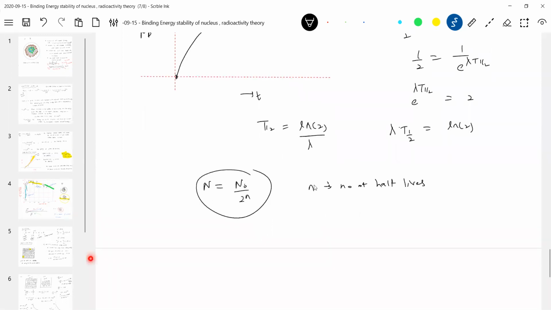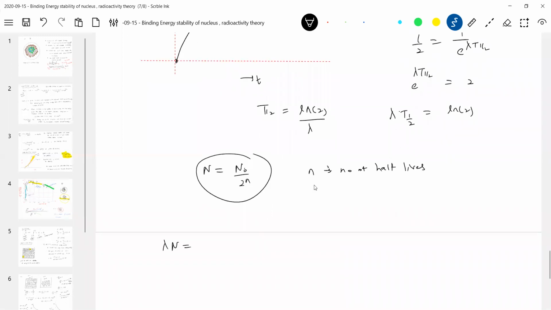Then similarly, what happens to activity? You multiply by lambda. Then the activity will become A naught by 2 to the power of n. So this is the formula for the activity after n half-lives. Similarly, the number decayed after n half-lives: what is the formula? N naught minus N naught by 2 to the power of n.